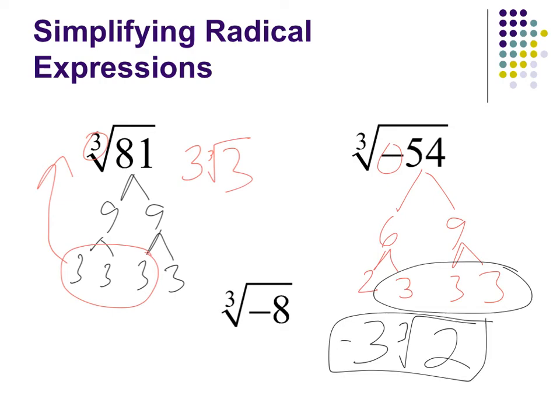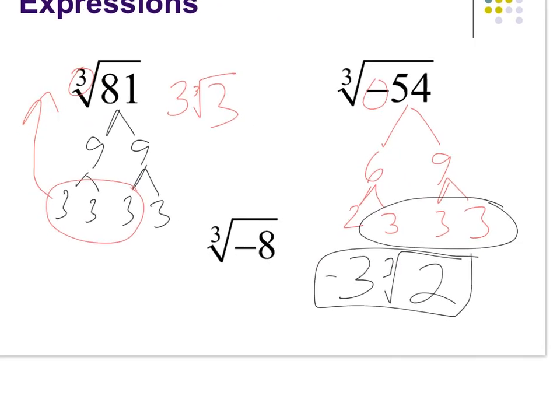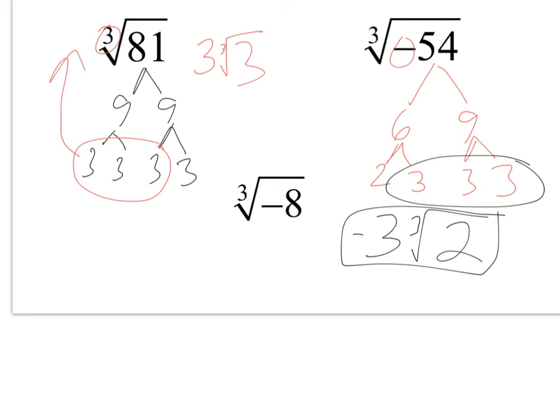Now let's take a look at this last one here. We've got the cube root of negative 8. Now 8 breaks down to 2 and 4, and then 2 and 2. So I've got 3 2's. So 2 is going to come out. Nothing's going to stay inside. So really the cube root of 8 is 2. The cube root of negative 8 is negative 2.